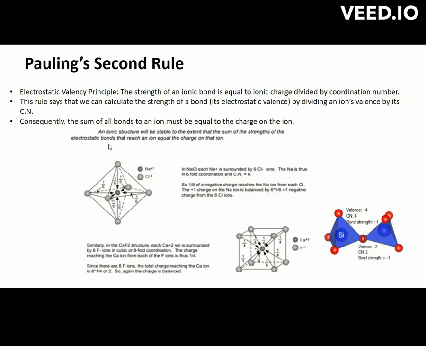So we care about the ion's valence by its coordination number. Say for instance, let's talk about sodium chloride. It's 1, 2, 3, 4, 5, 6. So sodium chloride has 6-fold coordination.